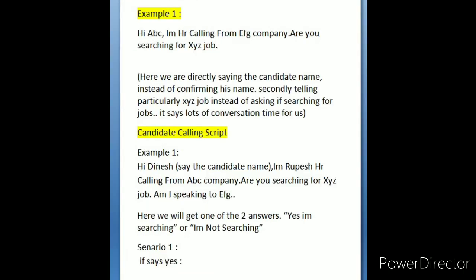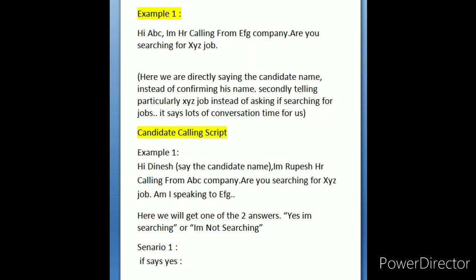So I will share one or two examples of different candidate calling scripts. In example one, we directly call the name of the candidate. For example, "Hi Dinesh, I'm HR calling from ABC company. Are you searching for digital marketing jobs?" Here we are directly saying the candidate's name on the call, instead of confirming or asking him, "Am I talking to Dinesh?"